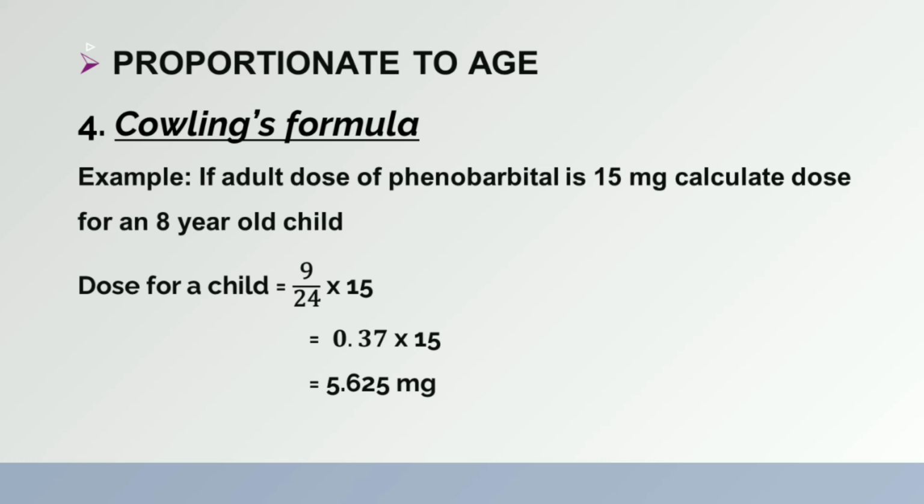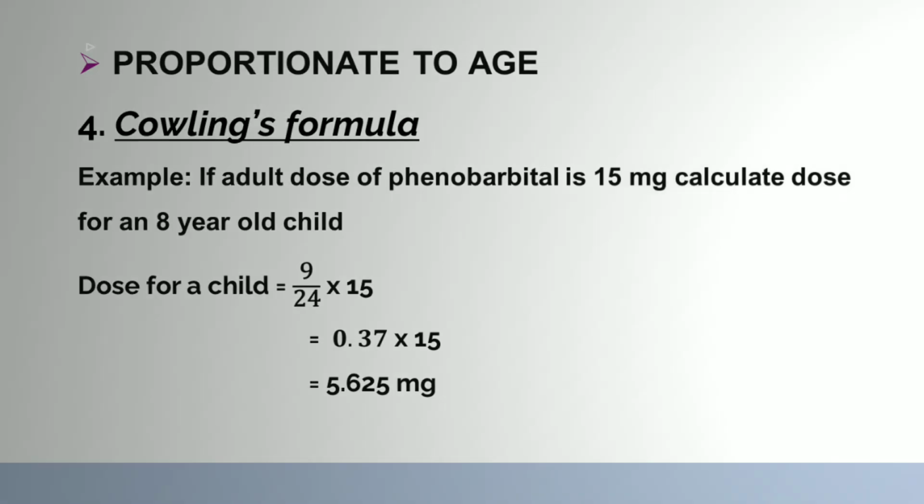If the adult dose of phenobarbital is 15 mg, calculate the dose for an 8-year-old child. Here, the adult dose is 15 mg and the age of the child is 8 years. According to the formula, the age of the child at next birthday is 8 plus 1, that is 9, right? So 9 upon 24 into 15, that is 0.37 into 15, is equal to 5.625 mg, which will be the child dose if the adult dose is 15 mg according to Cowling's formula.